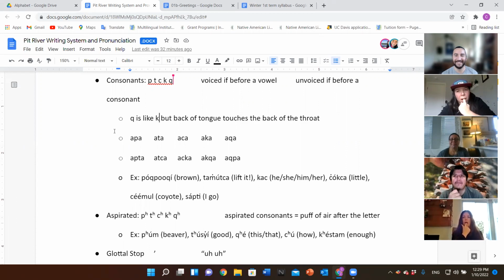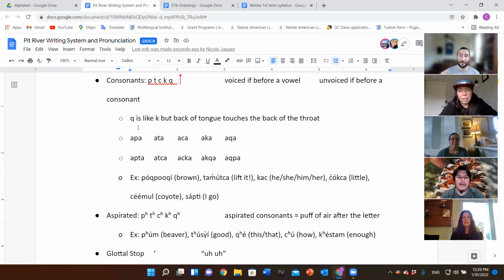Right. Closer. Yeah, it's close. You don't have to push it back super far or anything. Do you feel your tongue kind of touching the back of your throat a little bit? Yeah. So that's something to practice, because a lot of these sounds, the muscles in your mouth and your throat and your tongue are just not used to making these sounds. So it's just gonna take practice like anything else.